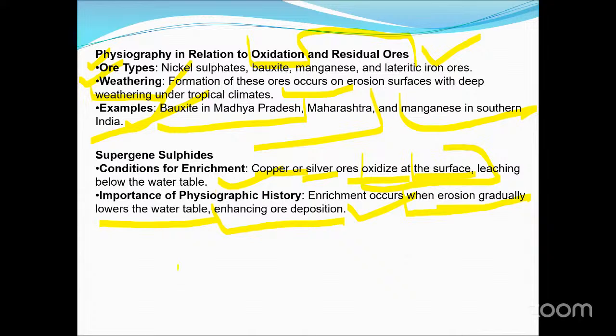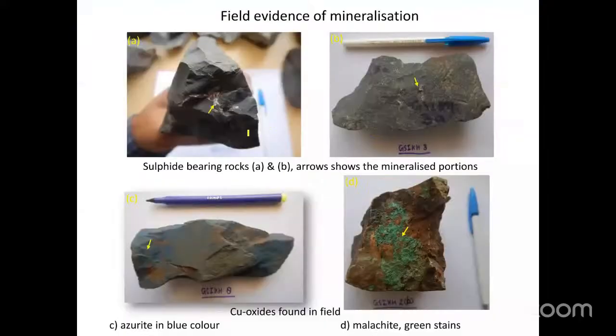Supergene sulfides, conditions for enrichment, copper ores, silver ores. So these are the supergene sulfide ore deposit formation. The conditions for enrichment and the importance of physiographic history we have discussed here. In the next slide, these are some of the images or samples of the field evidences of mineralization.